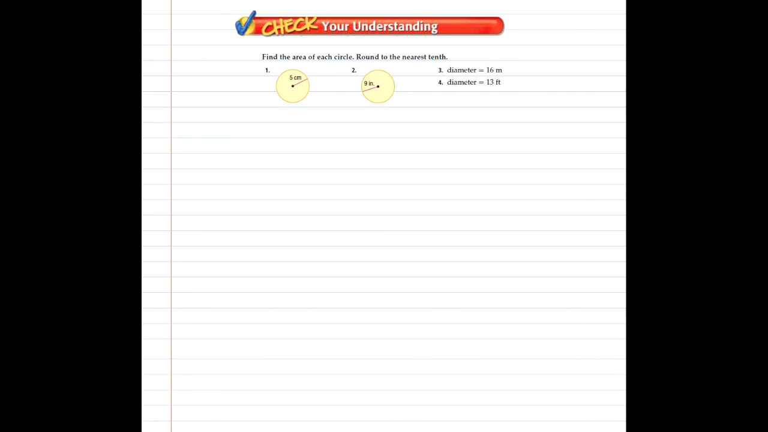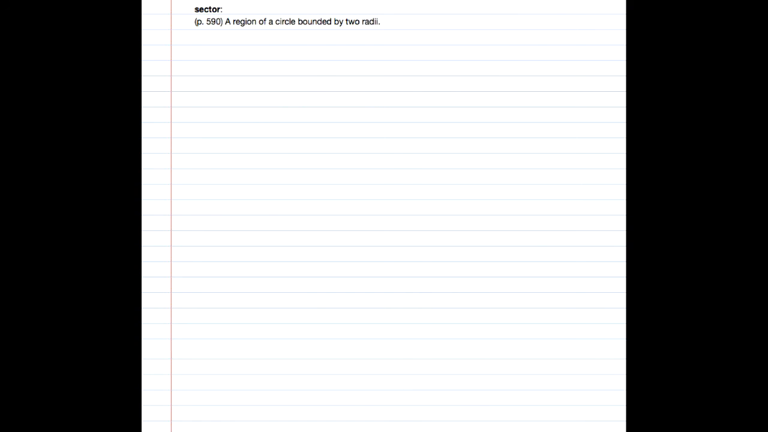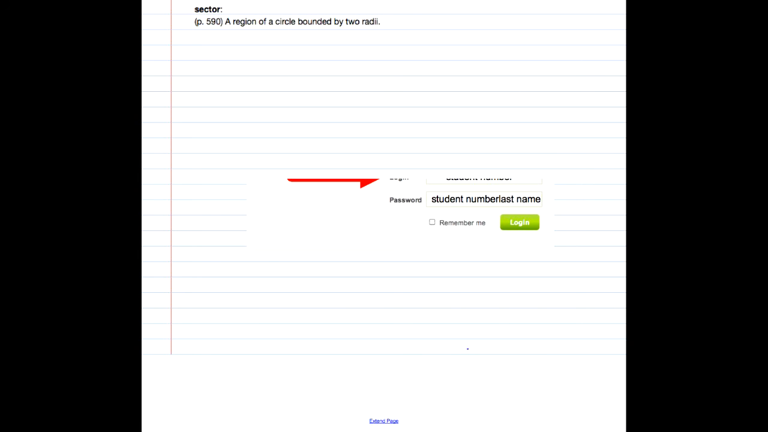Only thing even close. Only one vocabulary term in this lesson. It's sector, which is a region of a circle bounded by 2 radii.